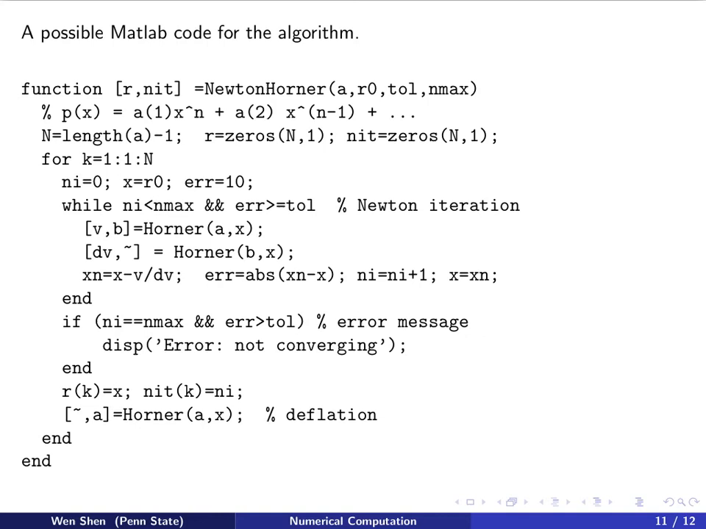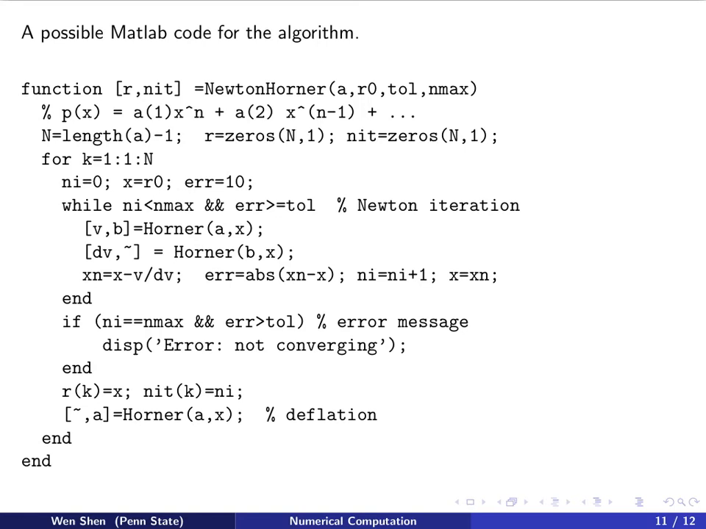Here is a possible Matlab code for this algorithm, where we assume that the function Hörner is already provided, and we will use it here. So the function, we call it Newton-Hörner, takes in the coefficients for the polynomial p in the vector a, r0, your initial guess, a tolerance, and the total number of iterations. And it returns the roots in this vector r and the number of iterations performed.